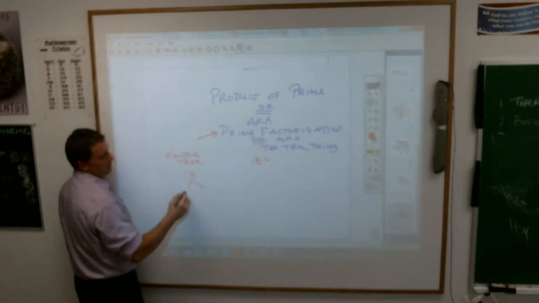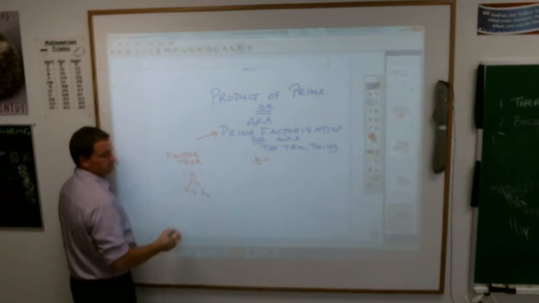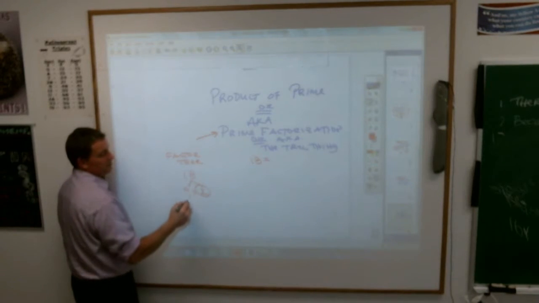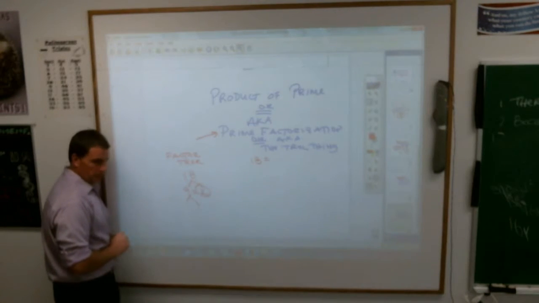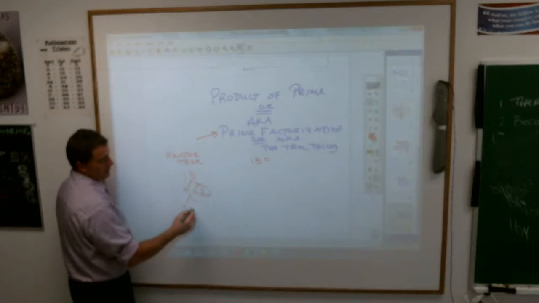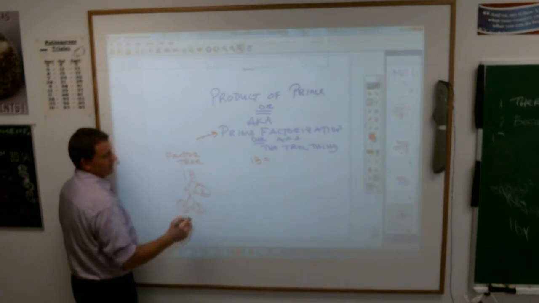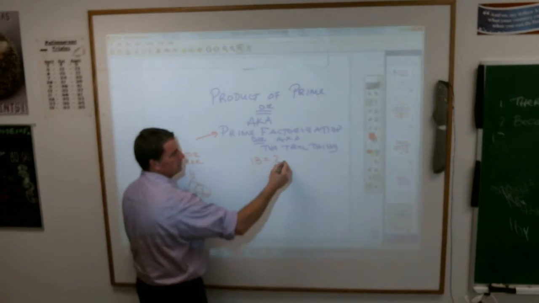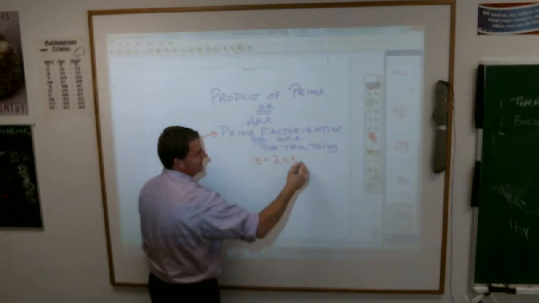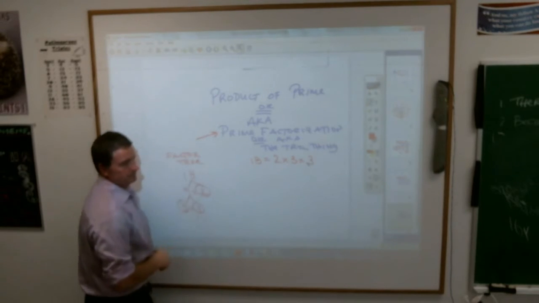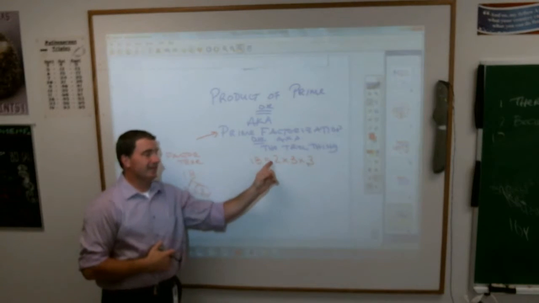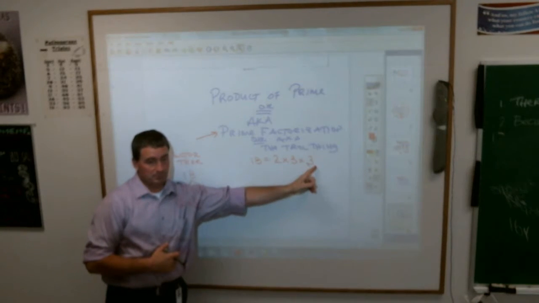David? 9 times 2. 2 is a prime number, so I'm going to stop with it, but 9 is not a prime number. It can be broken down farther into 3 times 3, correct? That's about the only way you can do 9. Those are both prime numbers, so I can stop. The prime factorization of 18 is 2 times 3 times 3. When you multiply 2 times 3 times 3, you will get 18. These are all prime numbers.